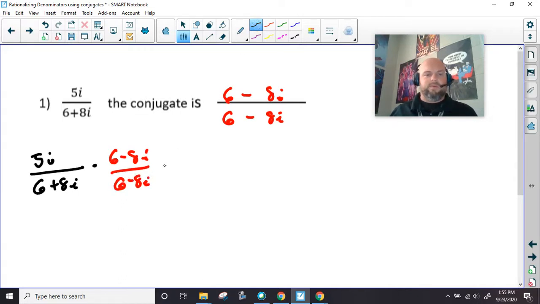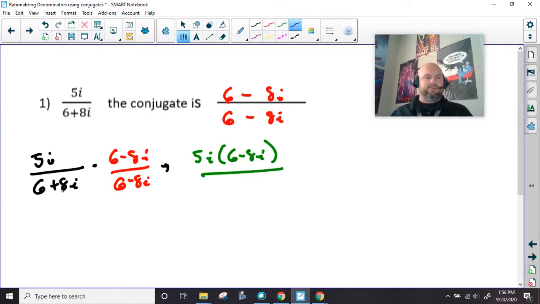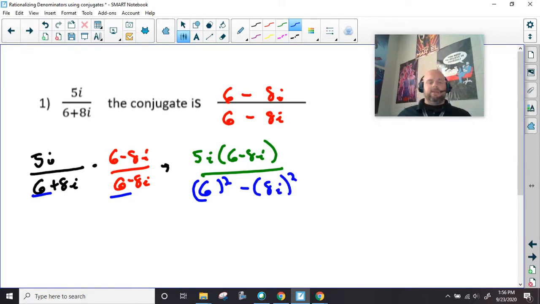When we multiply, I'm going to change colors here. So that's going to be 5i over 6 minus 8i. Now remember the trick I told you a while ago. It's going to be this term squared minus this term squared. I don't really want to go through all that. If you do need help with that, let me know. But mainly what's going to be the conjugate, and then you go from there.